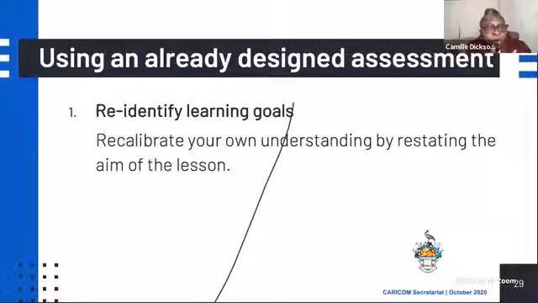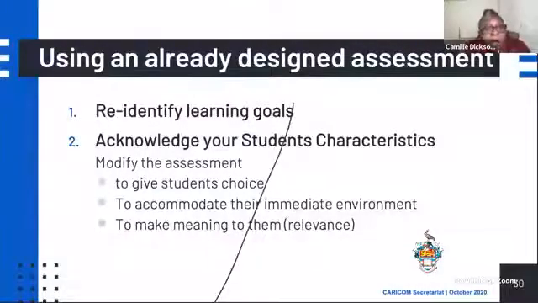Sometimes we need to refresh our own understanding of why we're having students do these assessments and what's the value in having this assessment completed. And then secondly, acknowledge your student characteristics. This is something that we fail to do day in and day out. Where are the students from? What is of value to them for this knowledge? Where will they use this information? So the minute they leave their class, they should be thinking, well, where can I talk about with this? And where can I see Pythagoras theorem other than just on the board? So you modify your assessment by giving the students some choice, and you accommodate the immediate environment in the assessment to make meaning to them as you go along.